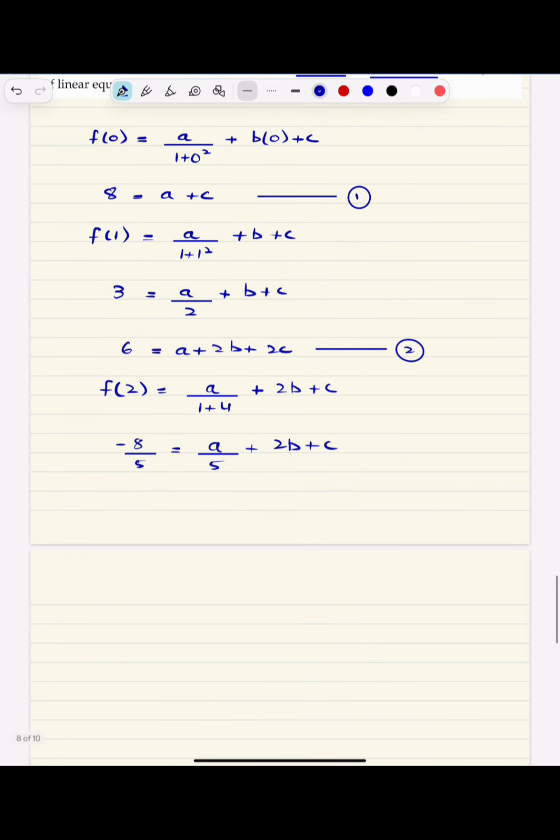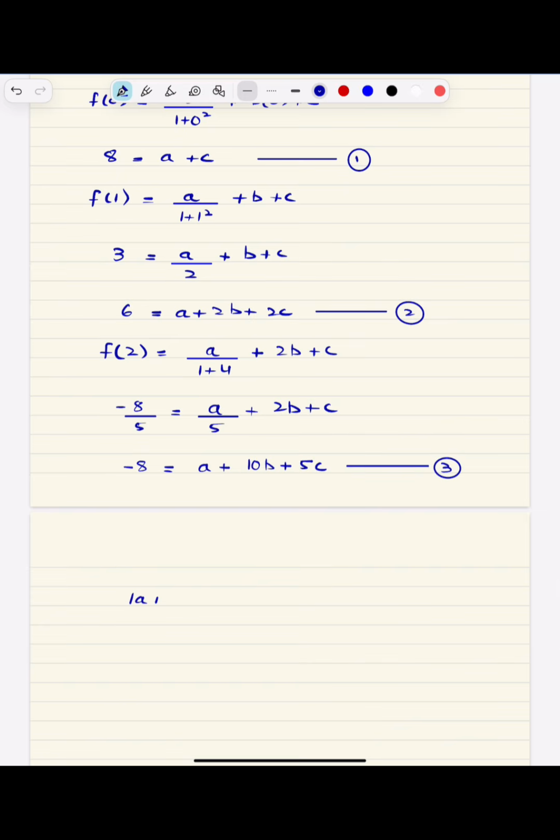Okay, I'm back. So let's take a common denominator. This becomes minus 8 equals a plus 5 2s are 10, b plus 5 1s are 5, 5c. So now we have our system of 3 equations and 3 unknowns. We have 1a plus 0b plus 1c equals 8. Then 1a plus 2b plus 2c equals 6. Then 1a plus 10b plus 5c equals minus 8.